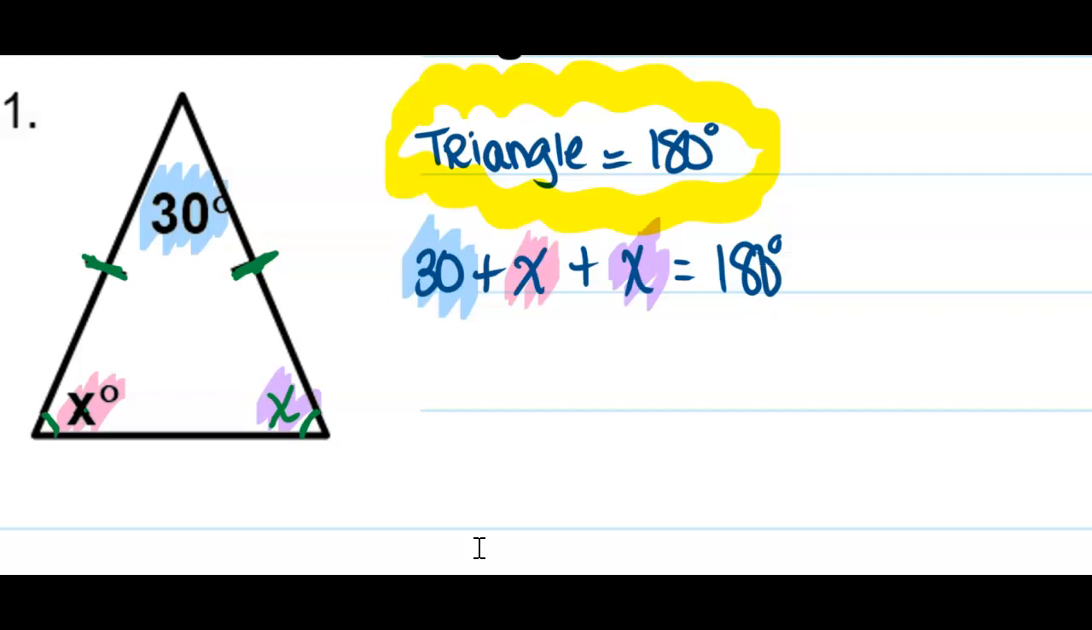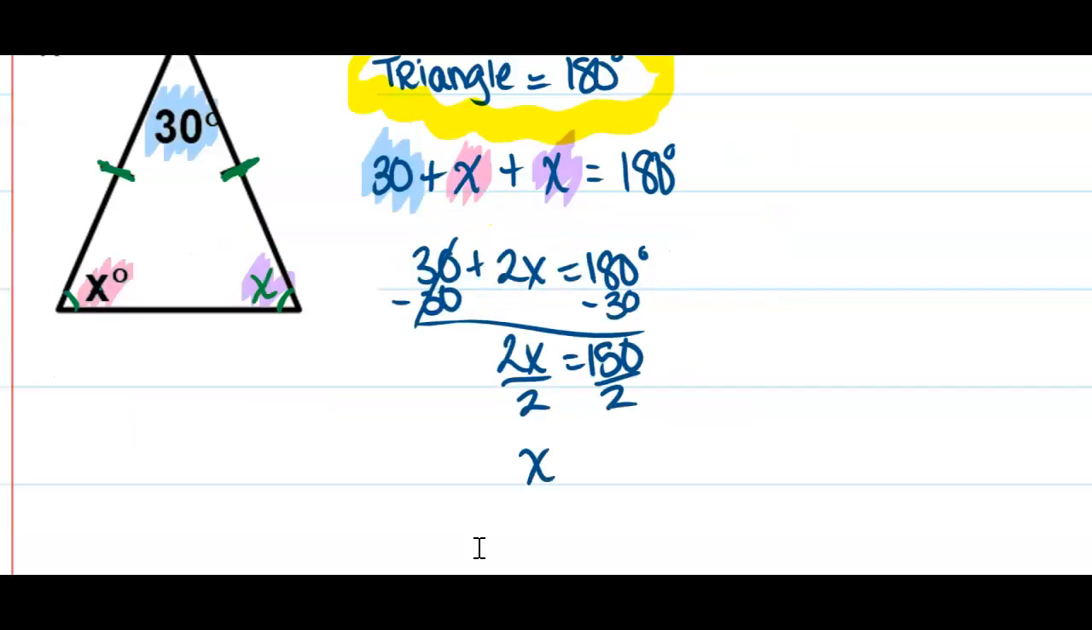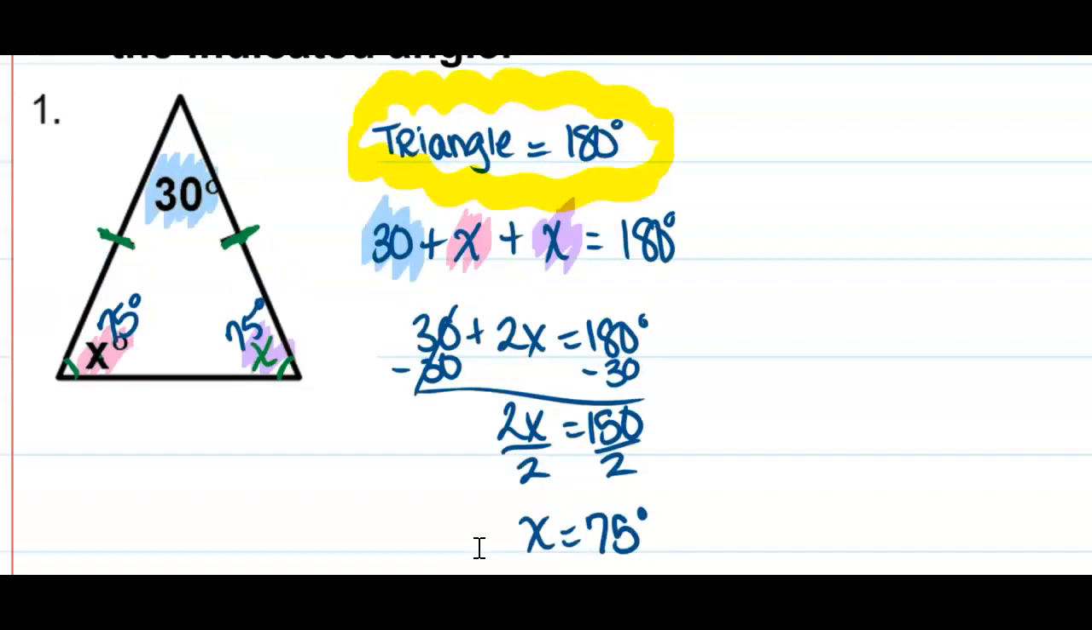So now let's solve for x. We first combine like terms. Then we subtract 30 and we divide by 2. So our x is equal to 75 degrees. That means this is 75 and this is 75. Any questions on this one?